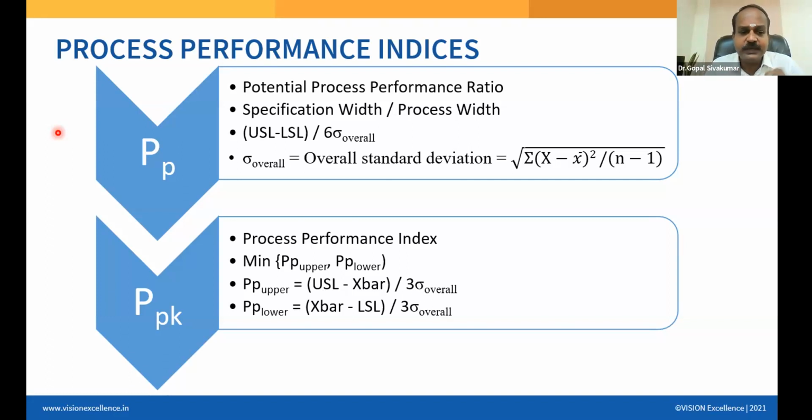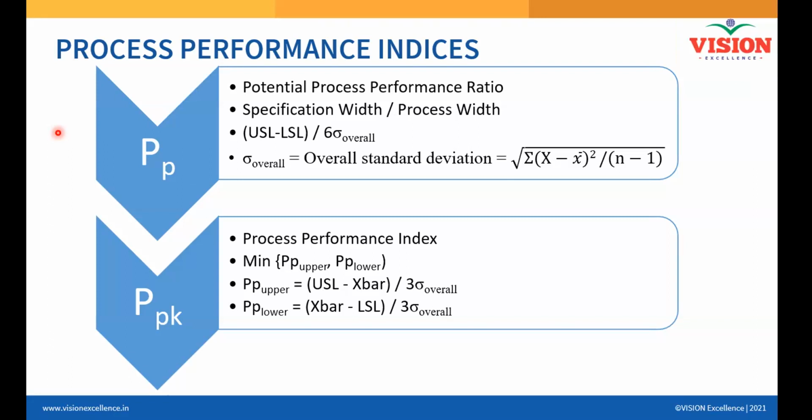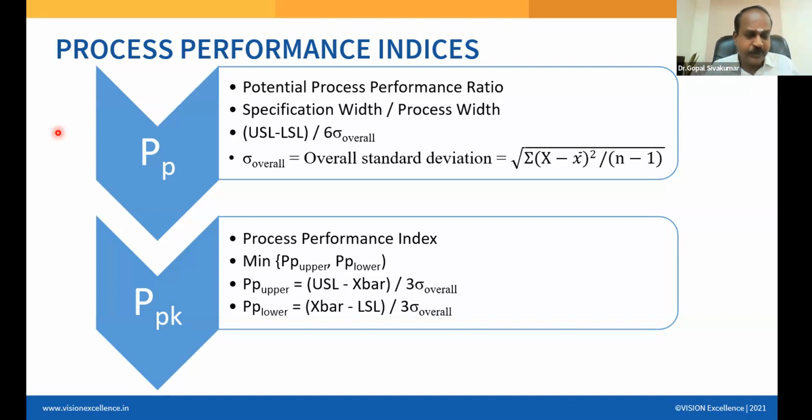Now this standard deviation is known as within standard deviation, because the data represents only a particular batch, which is batch number 36. What is this standard deviation known as? Within standard deviation. The within standard deviation can only explain the variation that is happening for a particular batch. That is known as within standard deviation.